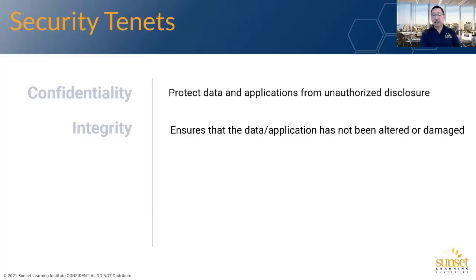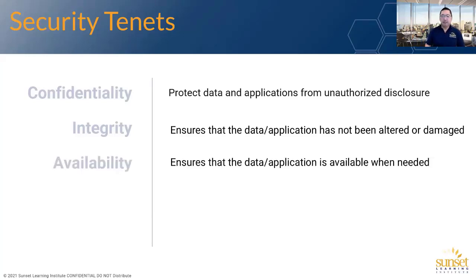So confidentiality deals with making sure that only the people who need to see the data see the data or are able to use the applications. Integrity deals with how we ensure that the data or applications haven't been altered in any way or damaged from when we put them in. And availability deals with the idea that the application or the data that we put into whatever the system is is available when we need it.